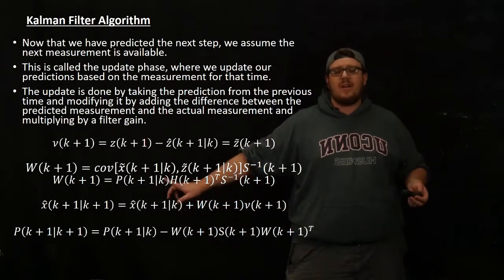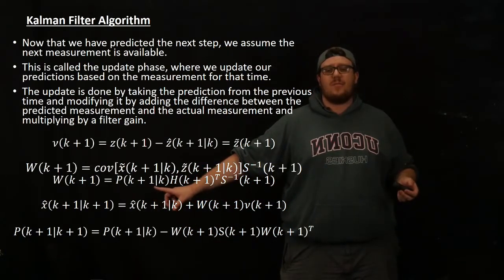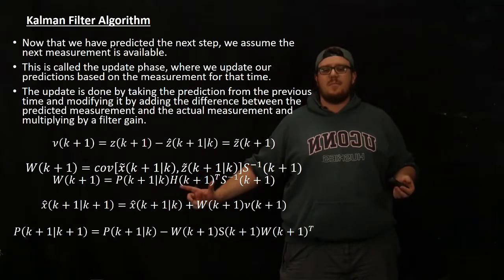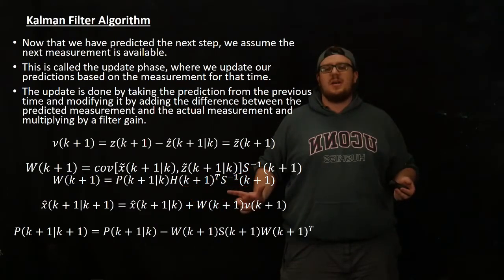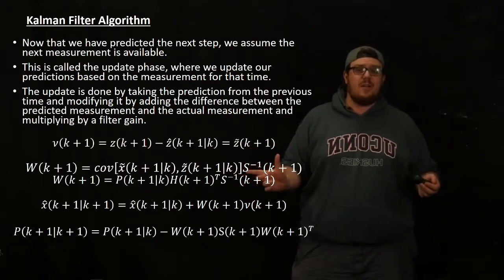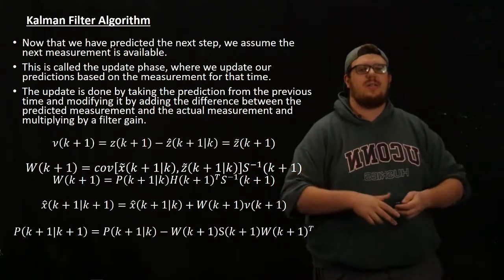So it's the covariance of your estimate for X times the measurement matrix at that time transpose times the inverse of the measurement error covariance.